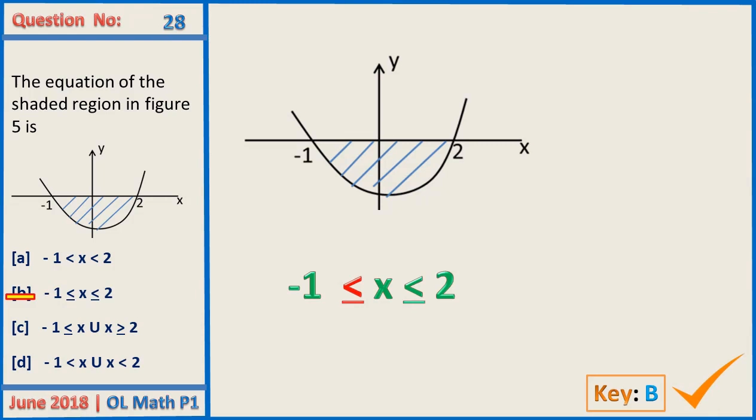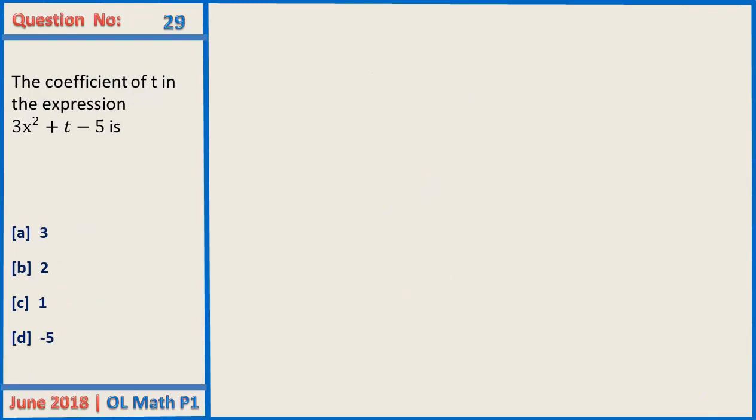Question 29. The coefficient of t in the expression, this is a direct question. The coefficient means how many t's. Here, 1 t is the same as t. So the coefficient of t is 1. Key is C.